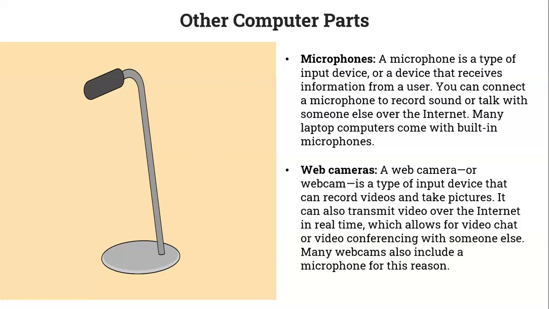So a microphone is an input device. Because what is it doing? It's taking sound and sending the sound out through the speaker. So a microphone and a speaker work hand in hand. A microphone is a type of input device, a device that receives information from the user in the form of sound. You can connect a microphone to record sound or talk with someone else over the internet.